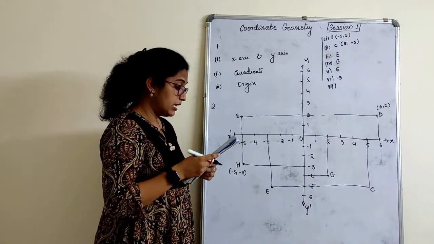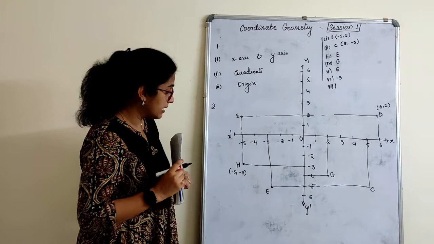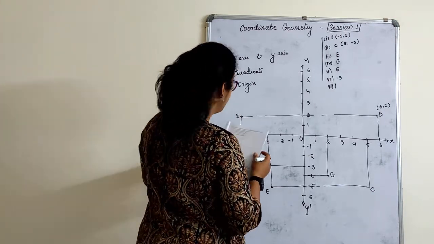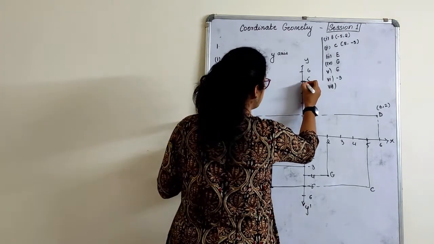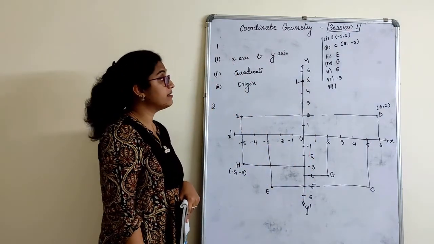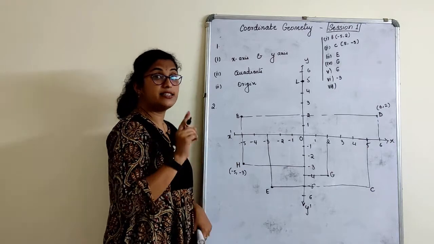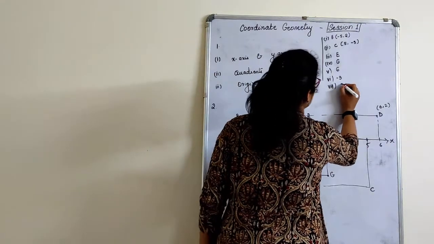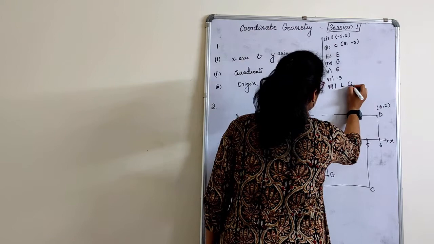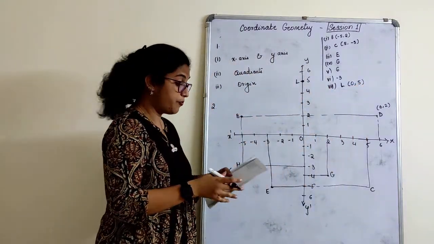Okay. And the coordinates of point L. Where is L here? Oh, L we did not mark, I think. Oh, L is here. But how do we read this L? The point which is on the y-axis is read as 0, 5. Understood now?